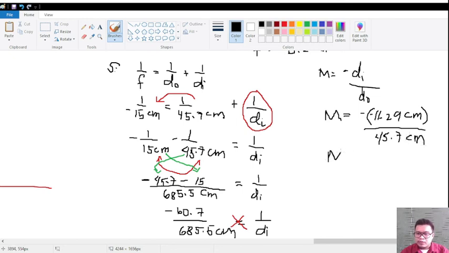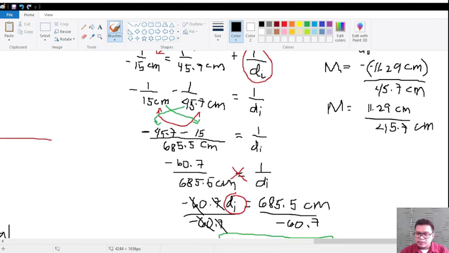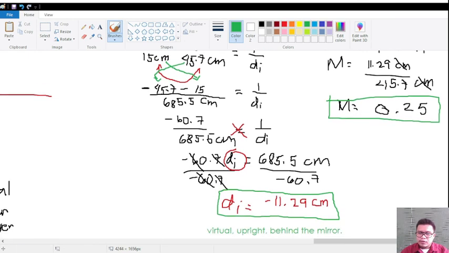To do that, take note, there's a double negative here. A negative times a negative is always a positive, so it will become 11.29 cm divided by 45.7 cm. Of course, we cancel these units because they are both in the numerator and denominator. So when you divide that, how much is the result? Let's calculate that in my calculator. 11.29 divided by 45.7 is around 0.25. Let's box that, because that is our final answer. That is our magnification.